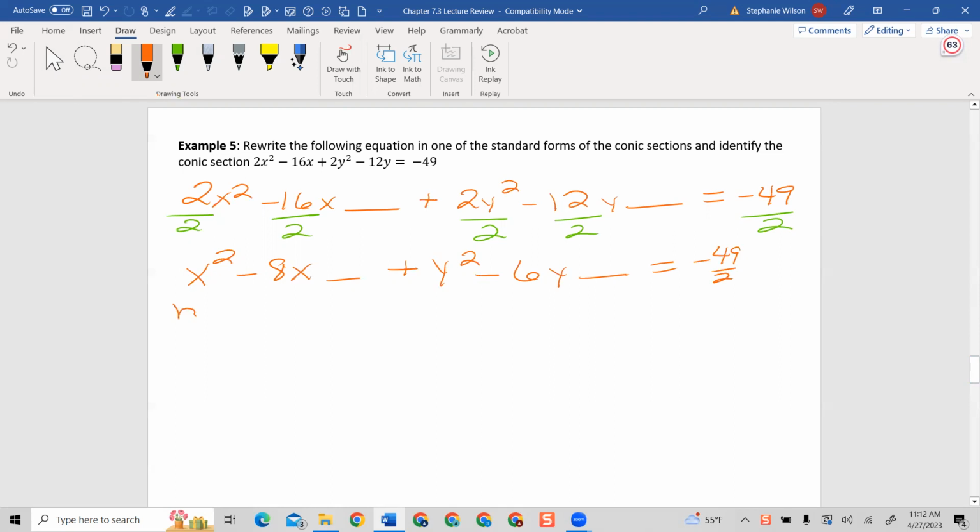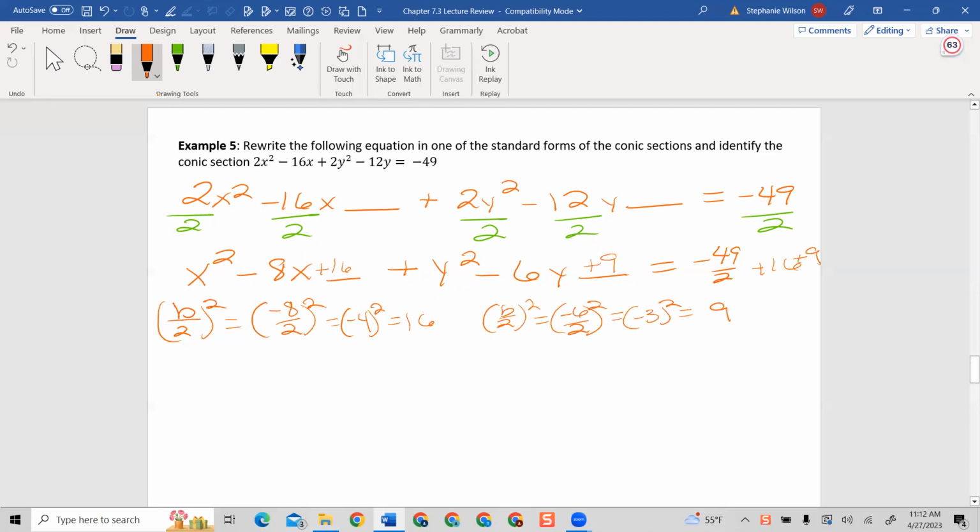Now I'm going to take b over 2 and square it to find what's going to make my perfect square. So I got plus 16, and what I do here, I'm going to do over here on the other side of the equal sign. B over 2 squared is negative 6 over 2 squared is negative 3 squared, which is 9.